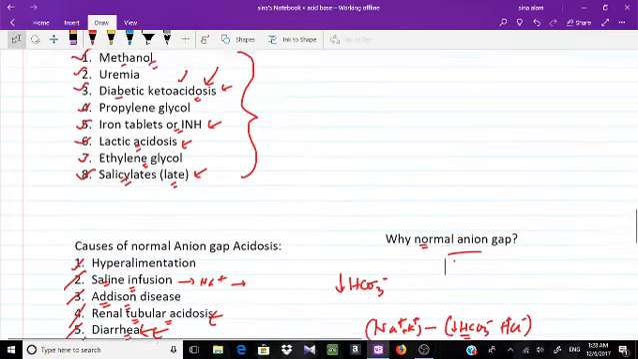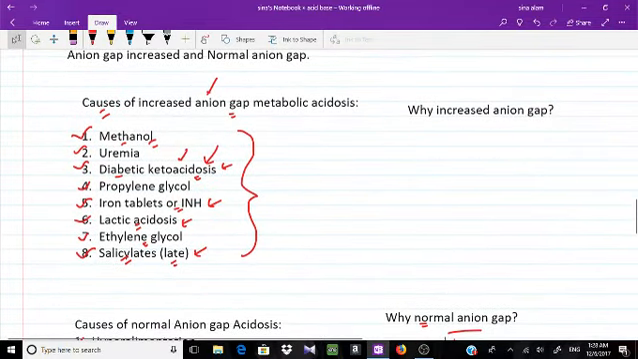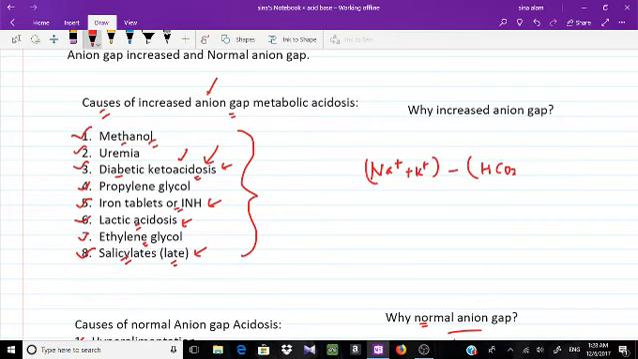Now, go back to the previous thing. You may ask me, so why is chloride not increasing here in increased anion gap metabolic acidosis? Here you see the sodium, potassium, the bicarbonate, and the chloride, right? Suppose here is lactic acidosis. When there is lactic acidosis, there is a lot of H plus, and this H plus is coming and binding with the HCO3. HCO3 goes down.